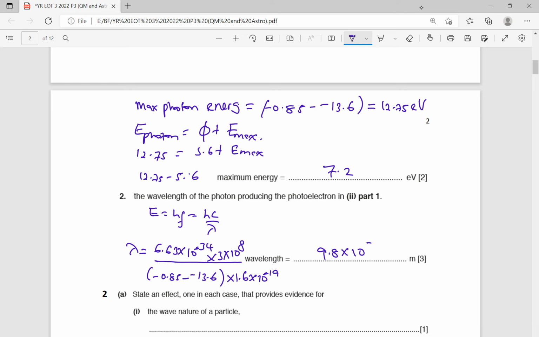Sorry, it is times 10 power negative 8, not 19. Okay, so that is the question.